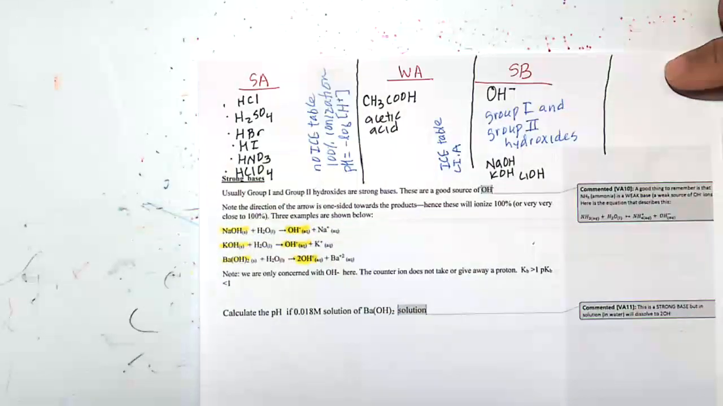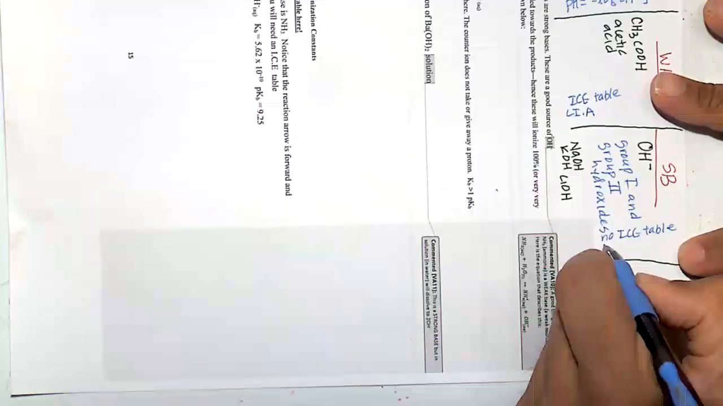So what do we do with our strong bases? We have no ice table. It's 100% ionization to OH minus. How will we get the pH? What will we calculate first? Not pH, but what will we calculate first? We can't calculate the pH. What should we calculate? It's a 100% source of OH minus.